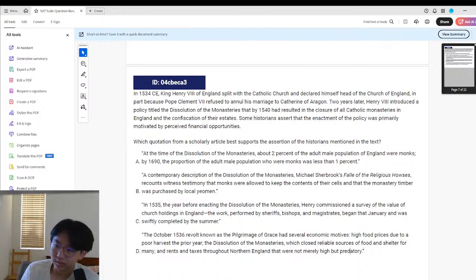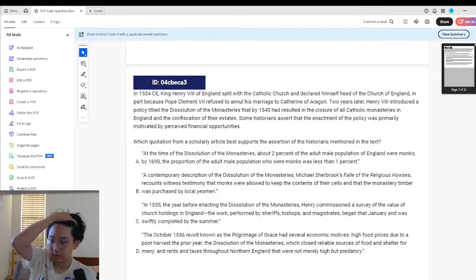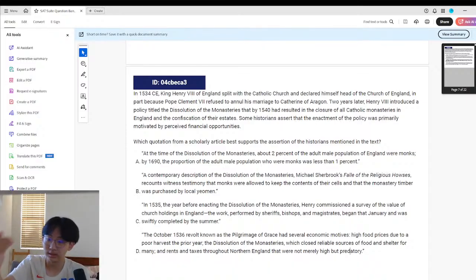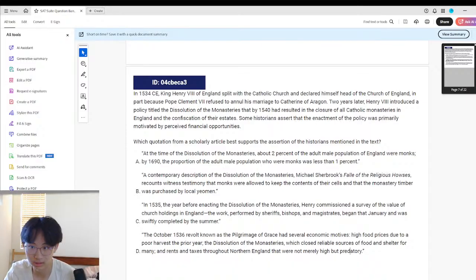Revolt known as the Pilgrimage of Grace, several economic motives. High food prices due to a poor harvest, dissolution, which closed reliable sources of food and shelter for many, rents and taxes not that high, but predatory. Okay, so this one directly talks about financial opportunities, right? Let's look at the other options.